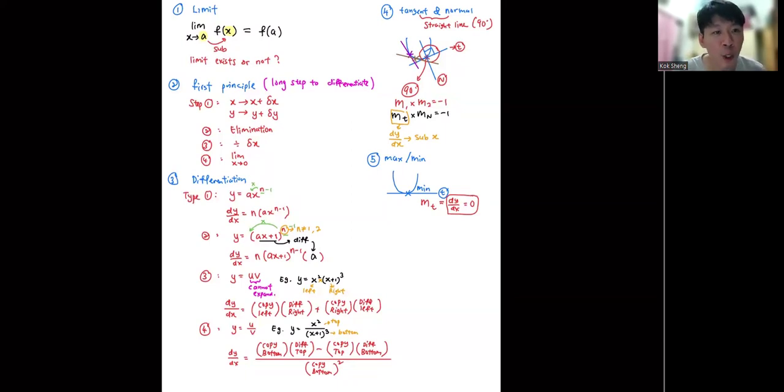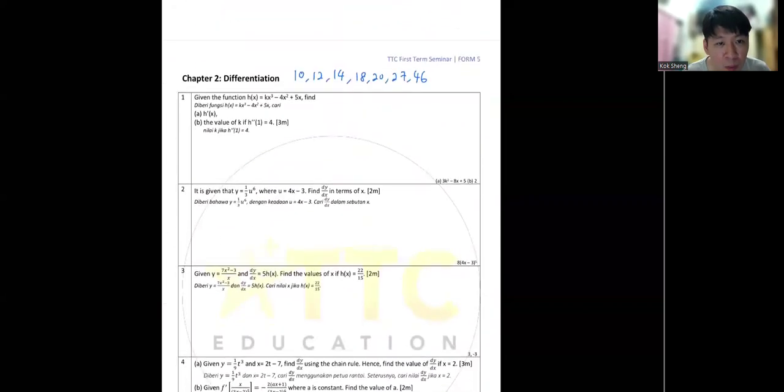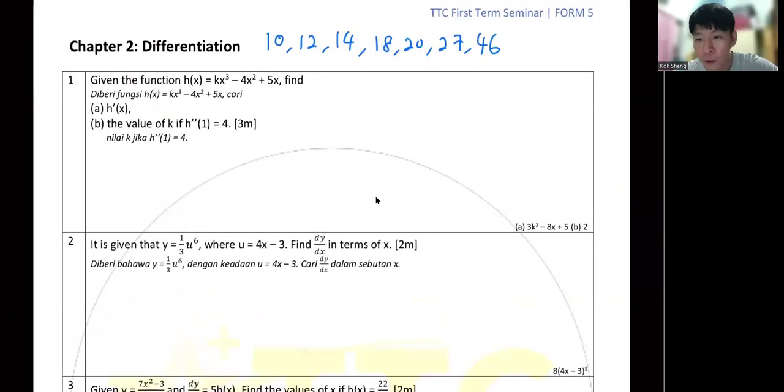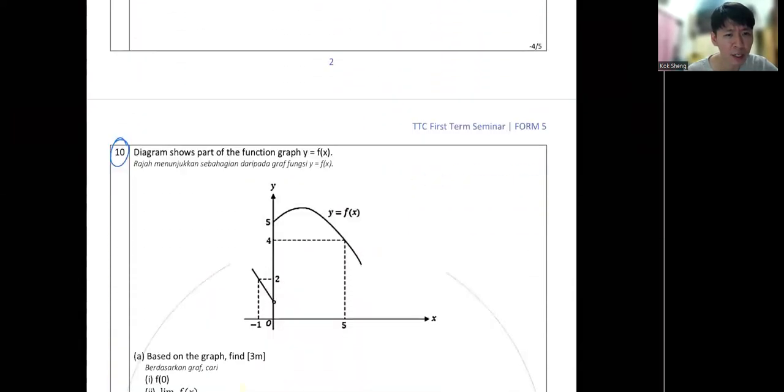Okay, so now we're going to go for the exercise. These are the ones you have to discuss today: 10, 12, 14, 18, 20, 27, 46. If you manage to finish everything here, then we can go for the integration. Okay, let's start from number 10.